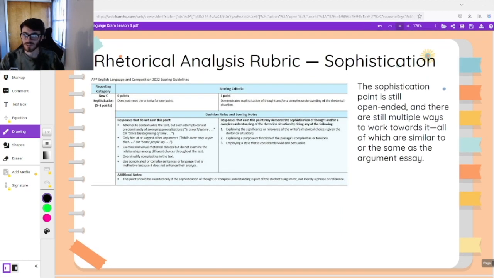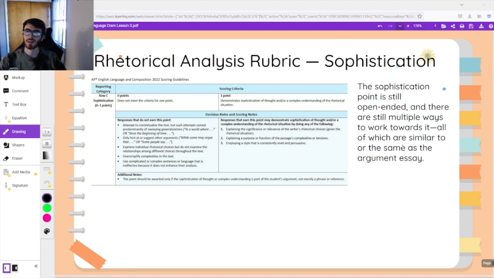And sophistication. The sophistication point is, again, still the same. It's still open-ended. There's still multiple ways to get it. The ways that you would achieve it are pretty much the same as the argument essay, and they're also going to be pretty much the same as the synthesis essay, and we will talk about the different ways to satisfy this point, to earn this point, towards the end of this lesson.